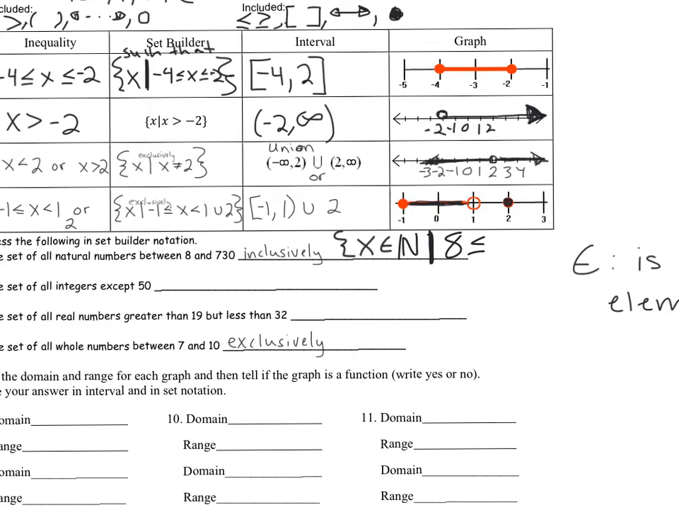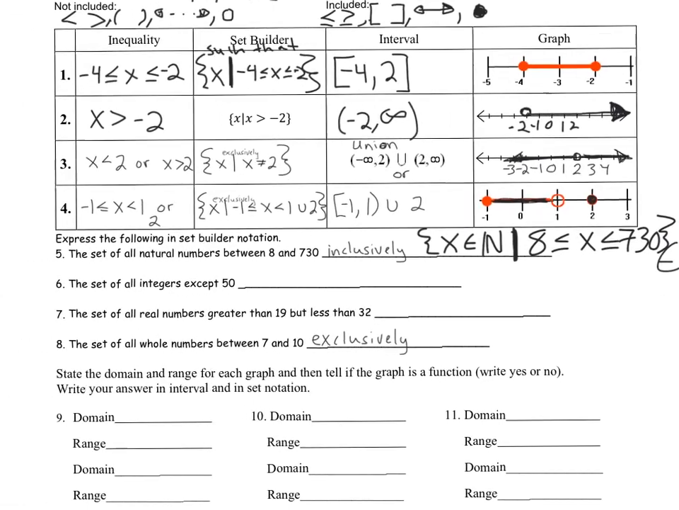inclusively, less than or equal to the x value, which is less than or equal to 730. And then we write a little squiggle. So we use the inequalities to describe that our x value is between 8 and 730, and we're including them. The x is inclusive. So that's why we put the line underneath it.